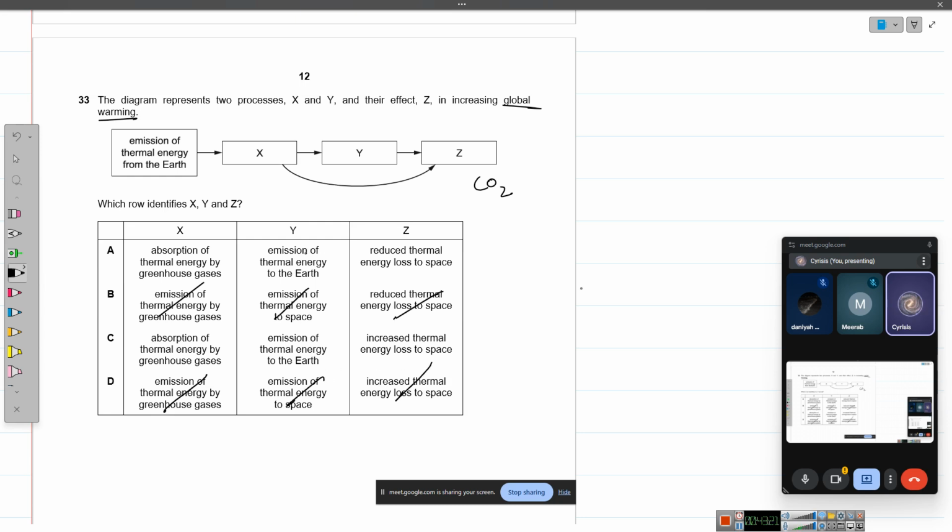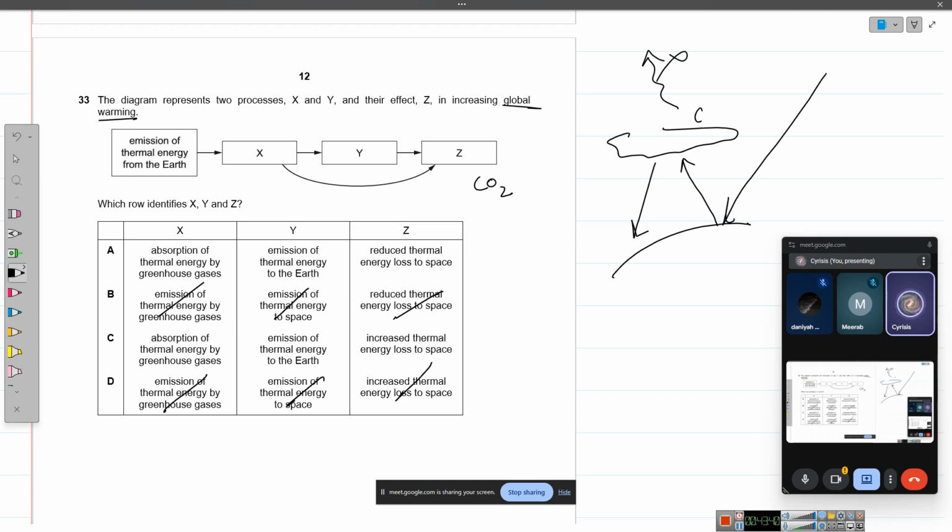Now let's check Y, emission of thermal energy to the earth. Once they absorb it, they re-emit this. Keep in mind the sunlight that comes in gets reflected off, but that gets reabsorbed and gets back onto the surface rather than going out. It should have gone out, but the greenhouse gases absorb it and re-emit this. So they emit thermal energy to the earth and reduce the thermal energy lost to space.